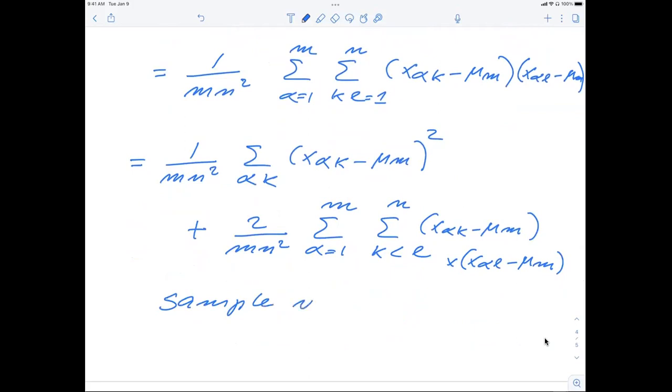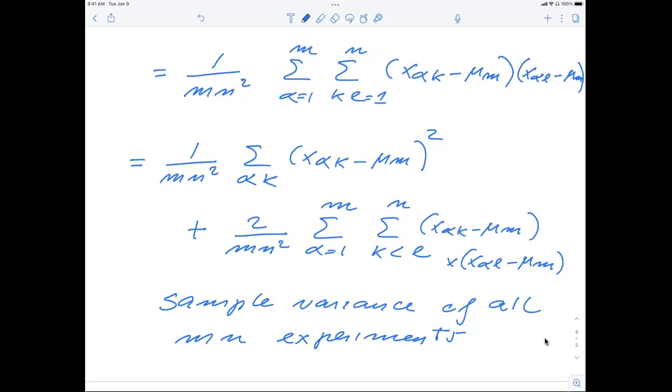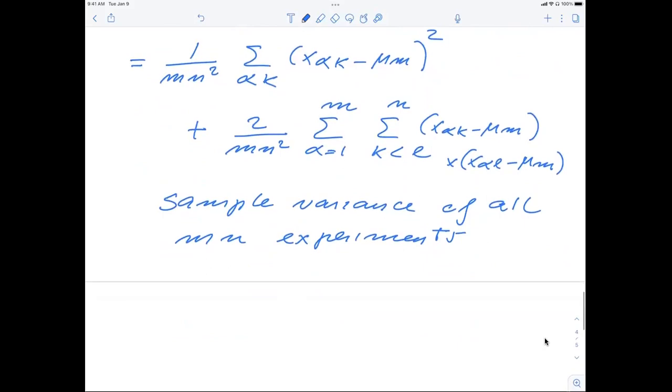So if I take the sample variance of all mn experiments, assuming now that these are actually independent and identically distributed events, then I should not have a second term which measures the correlations between the events. But the sample variance is something which I'm going to call sigma squared here.